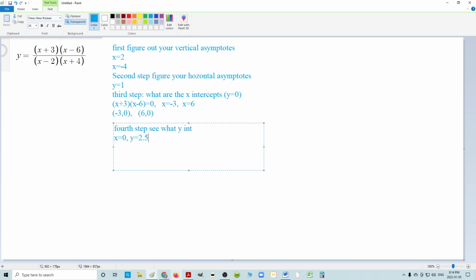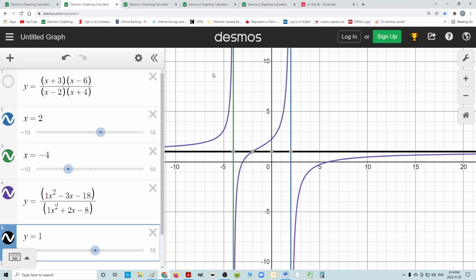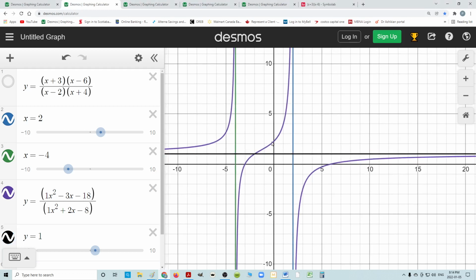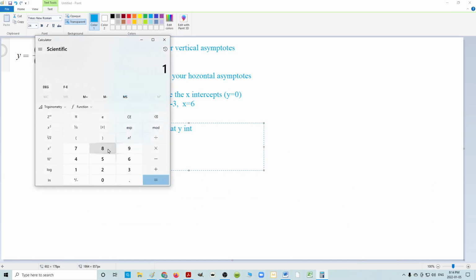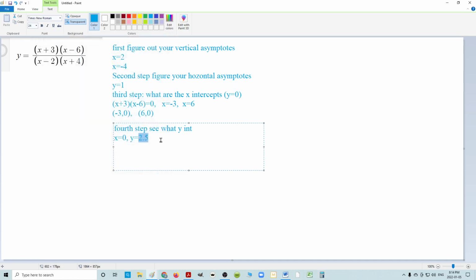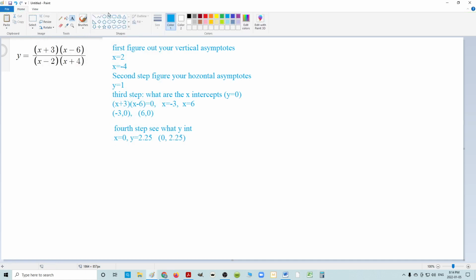Let's go back to the graph and see if that's true. When does it cross right here? I might have gotten it off. No, 2.25. I divided my last fraction incorrectly. But if you take your calculator out and you take negative 18 and divide it by negative 8, it becomes positive and you get 2.25. So all I did was a minor division error. So I get 2.25, which means I have another point, 0, 2.25. Very handy for graphing.